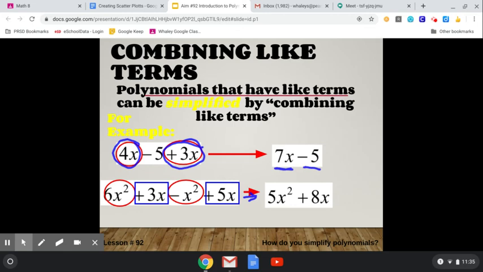And there's our final expression. Now, if you're wondering, well, why can't I combine these two things together? They both have an x. Yeah, but one's an x squared and one's an x.